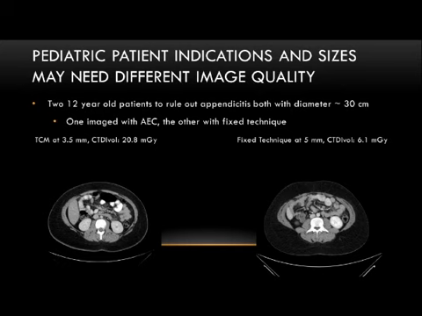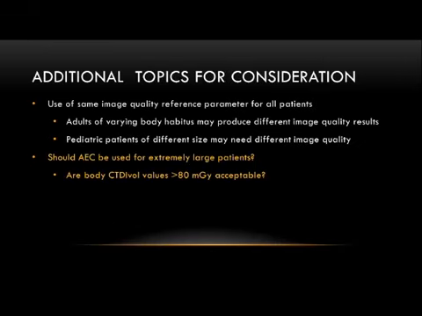So this one was done at 6.1 milligray. Now the image thickness is a little bit different, but not dramatically so. But for the imaging task to rule out appendicitis, this image our radiologist found certainly of acceptable diagnostic quality, whereas this is what they did receive with the adult protocol. So things to keep in mind, there may be considerations with pediatric protocols.